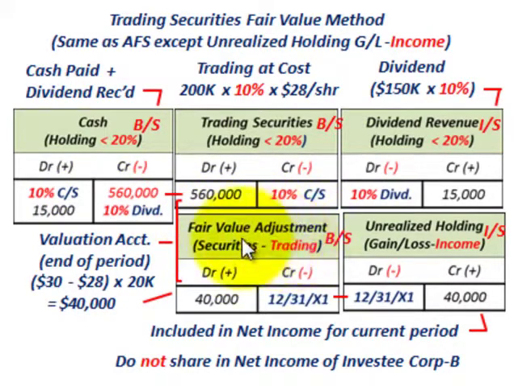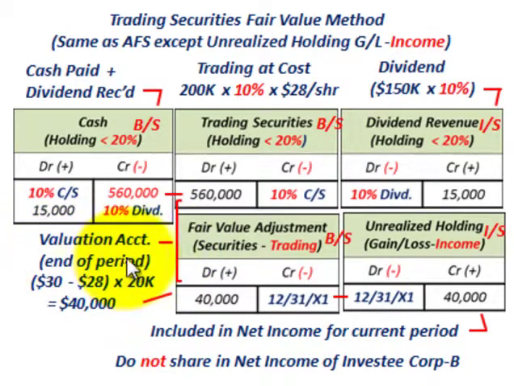It's the same as our available for sale here, the fair value adjustment, but what is different here is the unrealized holding gain or loss. In this case, it's going to go directly to the income statement. For the available for sale, any unrealized holding gain or loss went into an equity account on the balance sheet. So for our fair value adjustment, same as we had for available for sale here.